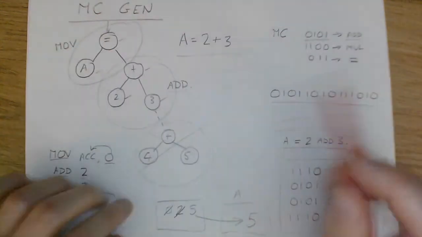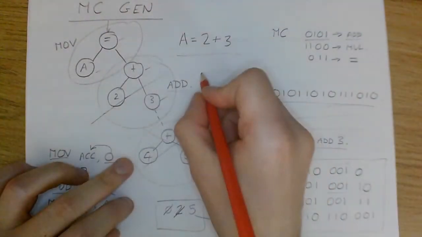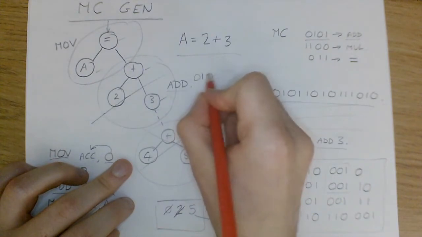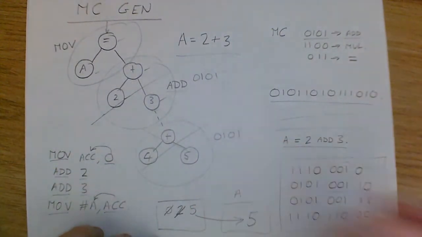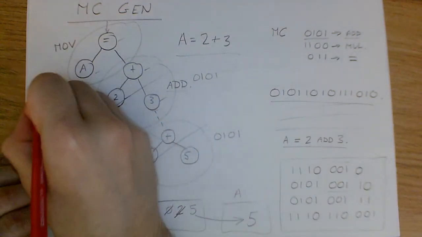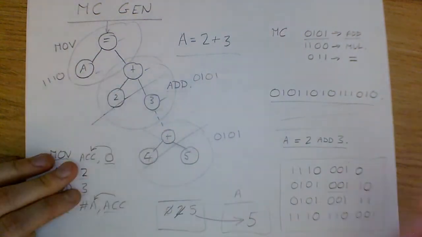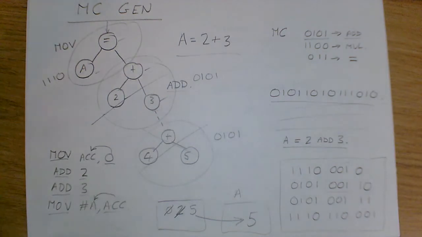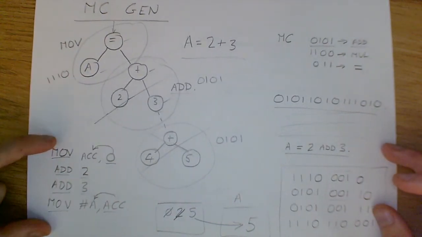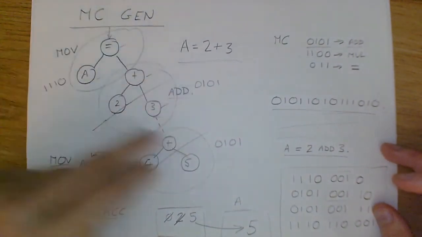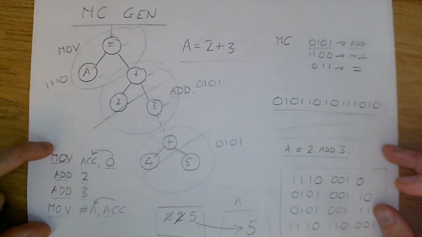And all I do is I'd say, right, it's not actually that, it's 0101. And this one would be 0101. And maybe the mov is 1110. And I just chunk all these binary parts into things I recognize. Eventually, what I would do is I would produce an assembly representation of this program. So this tree here becomes assembly language.